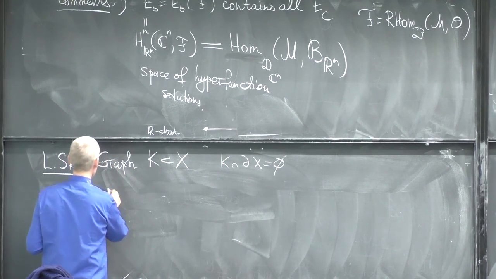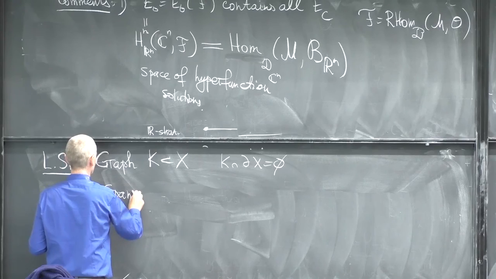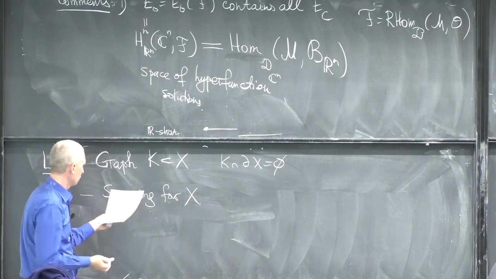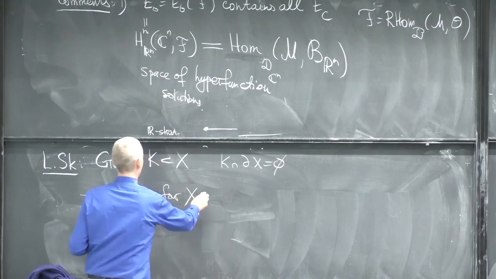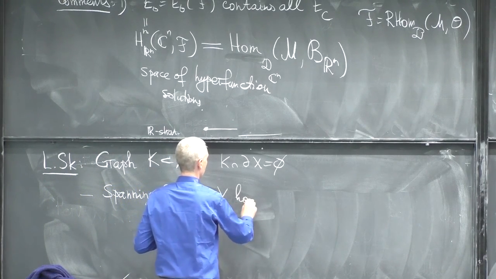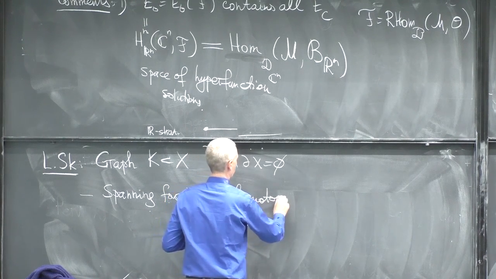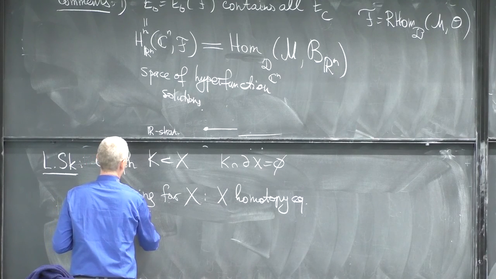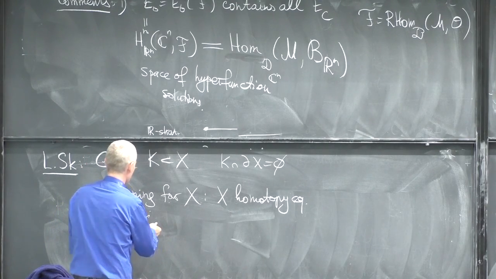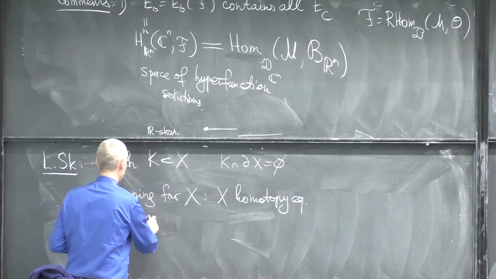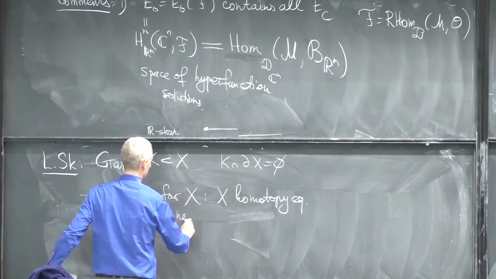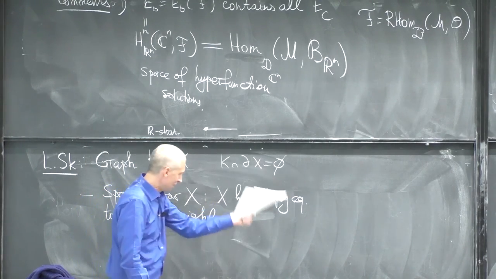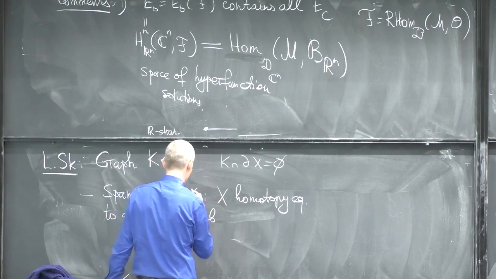And first, that this graph is spanning for X, which means it's a skeleton of X in a topological sense. It means X is homotopy equivalent to a small neighborhood of K, or maybe we can just equally say to K itself. In particular, it's not compact. Yes, that's why I made this correction.